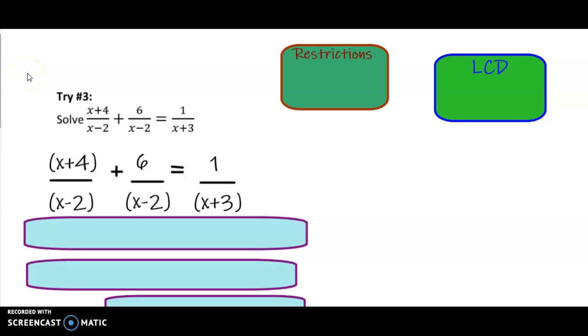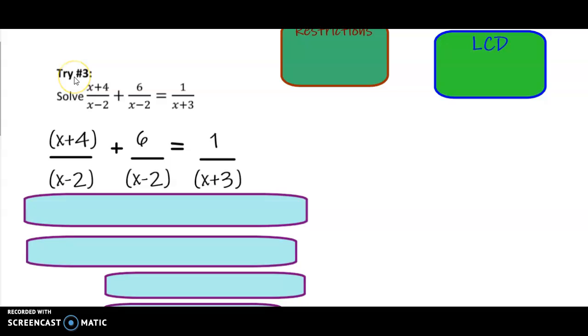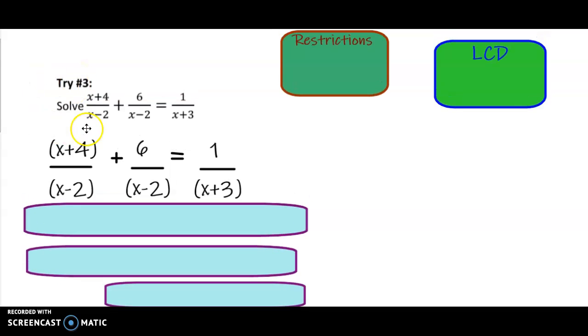Welcome back to part 2 of solving rational equations. We're just going to go through how to do the last two You Try problems from the notes. If you look at You Try number 3, hopefully you've already tried it before you came and looked. The first thing you would do is factor, but since nothing factors, you don't have to do that, so everything kind of stays the same.